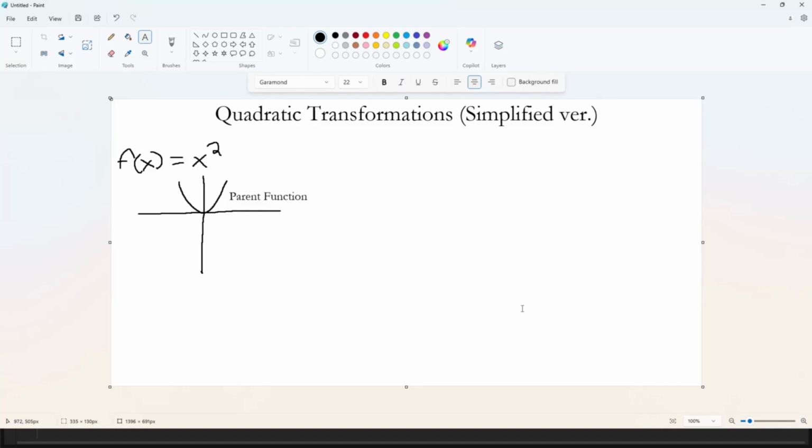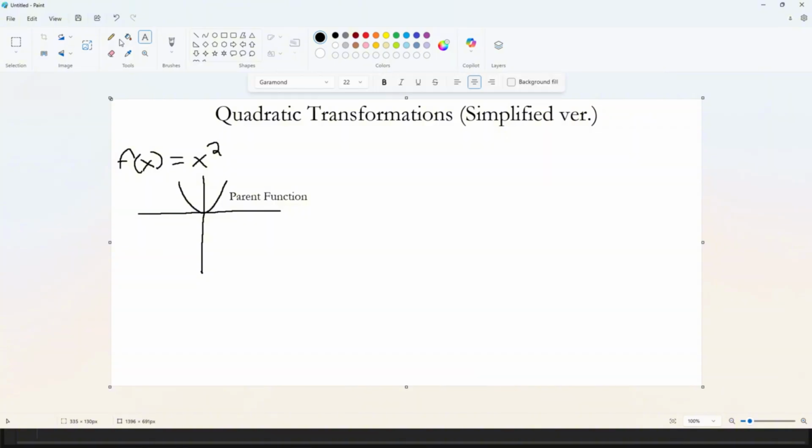What's up, guys? Today I'm going to do quadratic transformations, the simplified version. I'm going to simplify Professor Devin's version. So we have our parent function, which is f(x) = x squared.